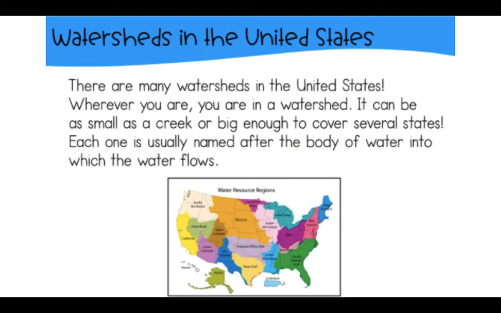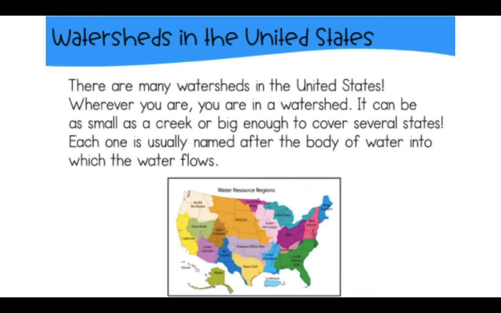So there are watersheds all over the United States. Below you'll see a map of where the different watersheds are. So wherever you are in a watershed, there is always water underground. It can be as small as a creek or big enough to cover several states. Each one is usually named after the body of water into which it flows.